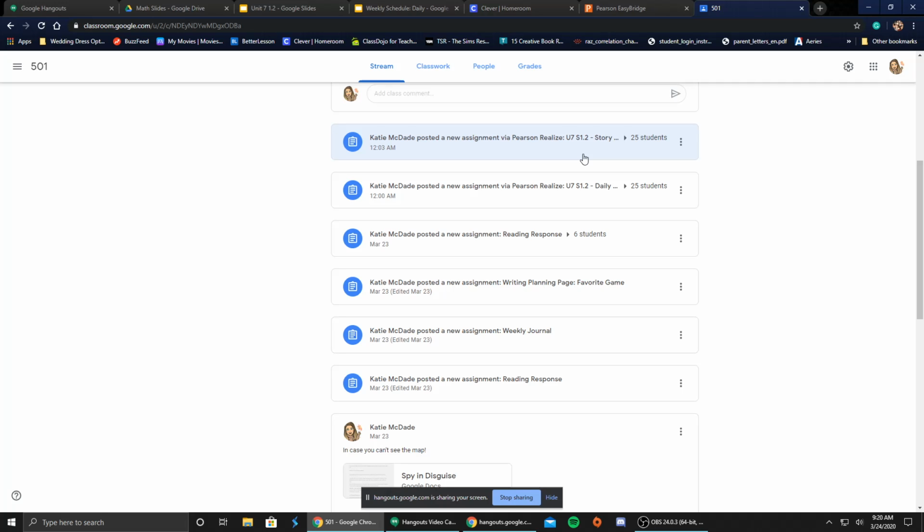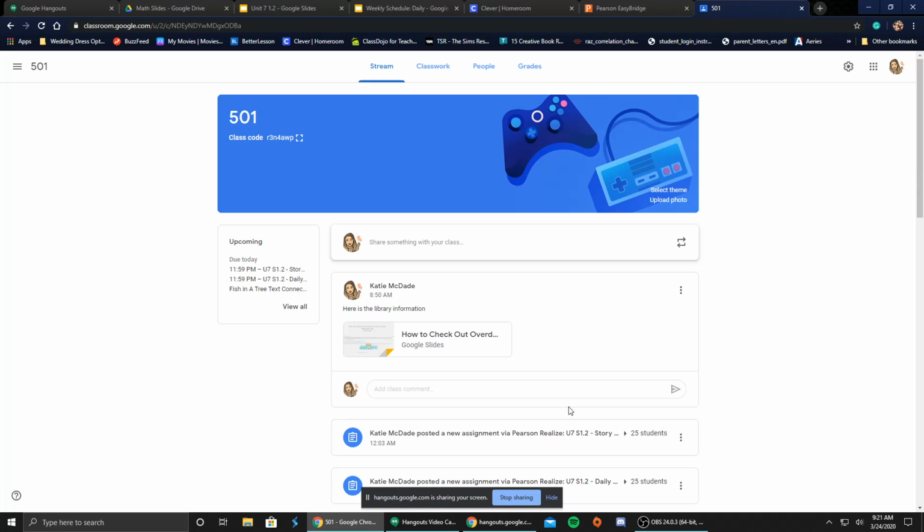And also if you look on the side, it says View All. It'll tell you exactly what is due today, like a to-do list. So over here, it says Fish in a Tree text connection is due if you haven't done that yet. So that's all due today. But if you look right here, these are the two assignments you're going to do for math today.